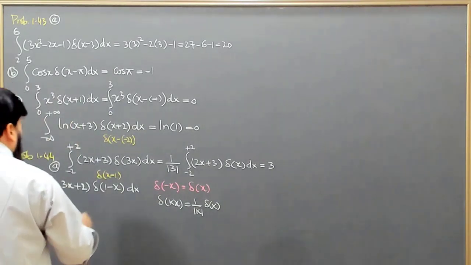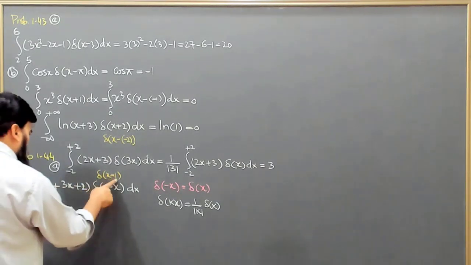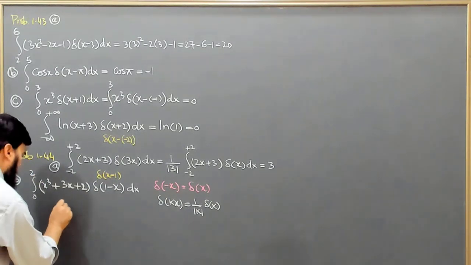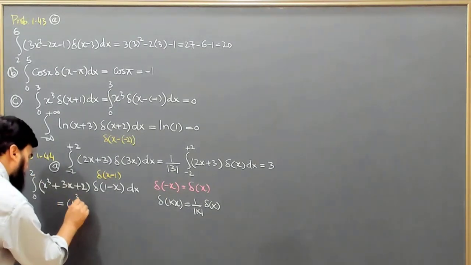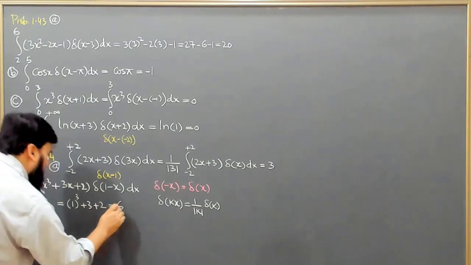And then for x just put 1 here, because 1 is in this range. So I will have this equal to 1 cubed plus 3 plus 2, and it will be equal to 6.